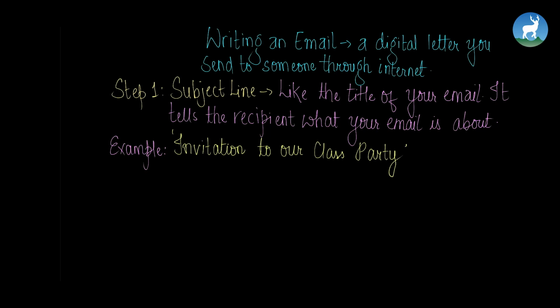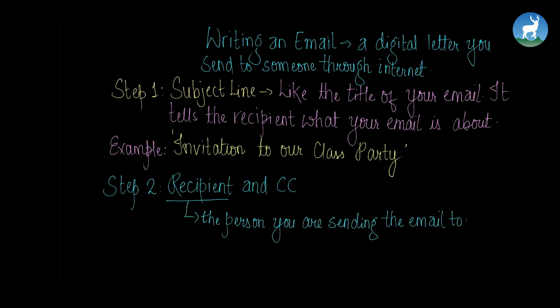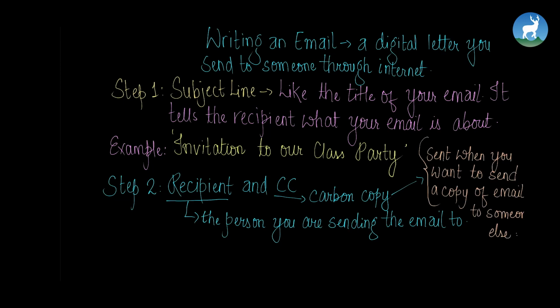Let's move to step number 2. Step 2 consists of the recipient and CC. The recipient is the person you are sending the email to, like I have already mentioned. And here, if you want to send a copy of the email to someone else, you can use carbon copy. CC means carbon copy. Carbon copy is sent when you want to send a copy of the email to someone else. For example, it's not just one person you're sending the email to. Then what do we do? We use CC and write down their email addresses.